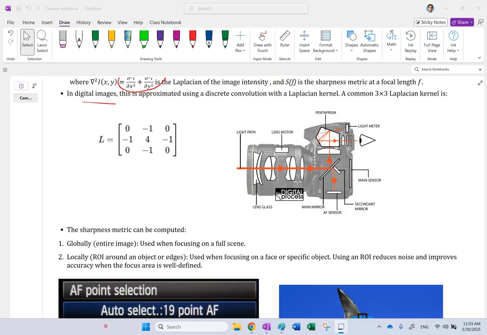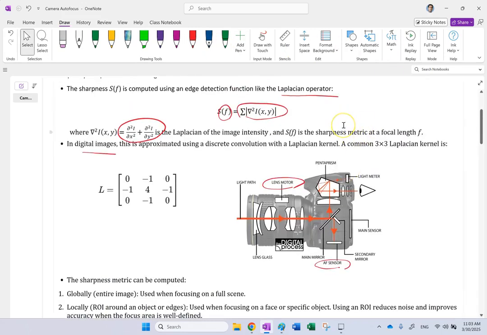So I just added this picture to clarify it, right? So many of them you see here, they have a motor for the lens and they can move it forward or backward and change the focal length. And they have their autofocus sensor, which tells them basically where to go to get the best focal length.